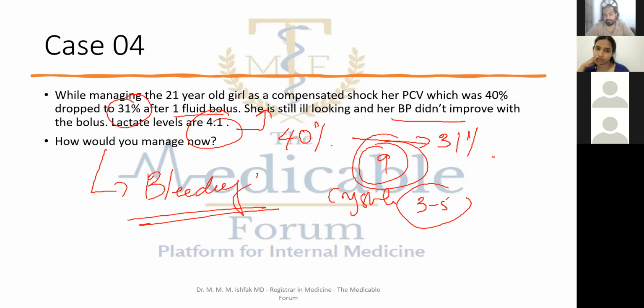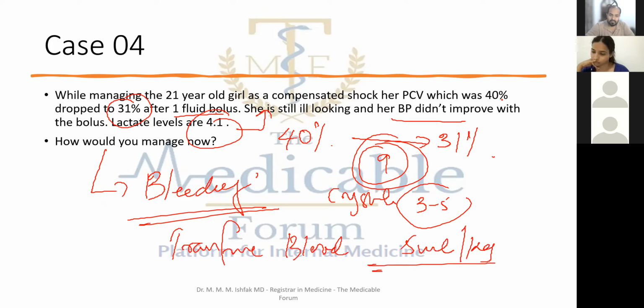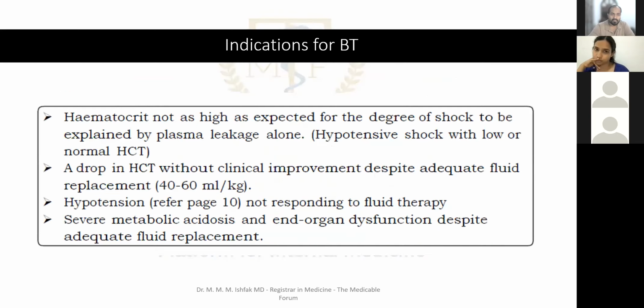First look for bleeding. If you can't find it, it is occult bleeding, so immediately transfuse blood. How do you transfuse blood? 5 ml per kg of packed red cells is given as a bolus. Okay, so indications for blood transfusion: hematocrit not as high as expected for the degree of shock to be explained by plasma leakage alone.